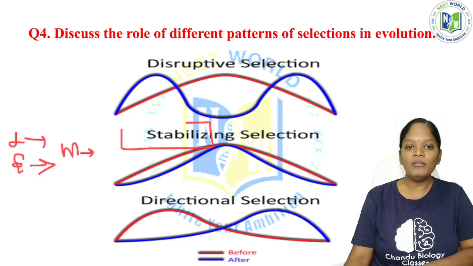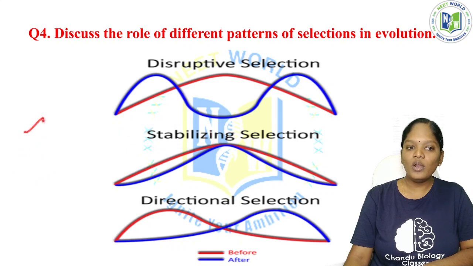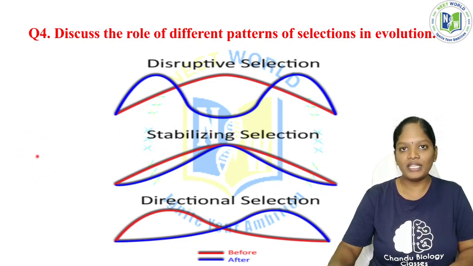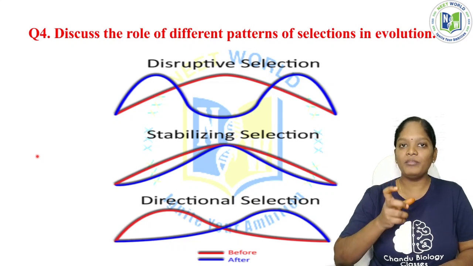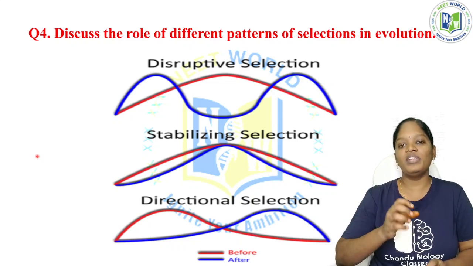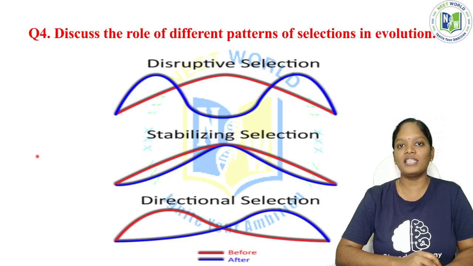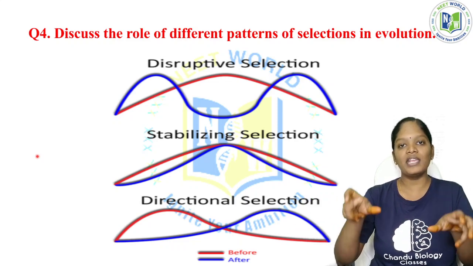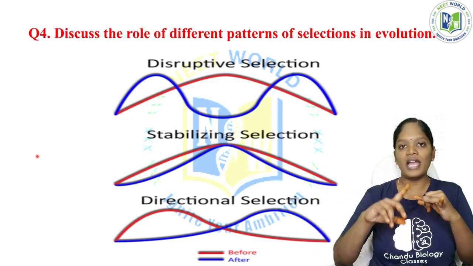In stabilizing selection, both the long and the small tailed squirrels will be eliminated. Only the medium sized tailed squirrel will be selected. So that is stabilizing selection: both extremes are removed, where extreme refers to large and small.